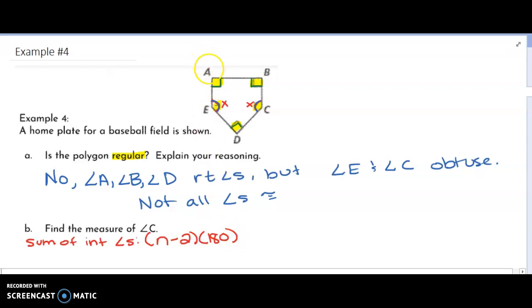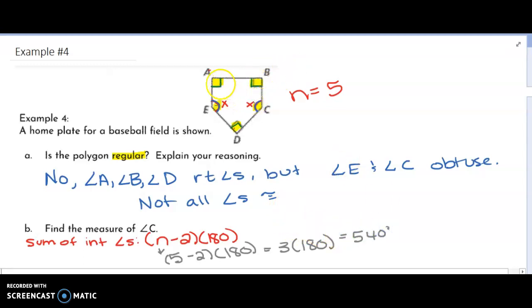Well, 1, 2, 3, 4, 5. My n here is 5 because I have 5 sides or 5 angles. So I'm going to substitute that 5 in for n. I'm going to say 5 minus 2 times 180, which is just 3 times 180, which is 540. So if I add all these 5 up, they all add to 540 degrees.